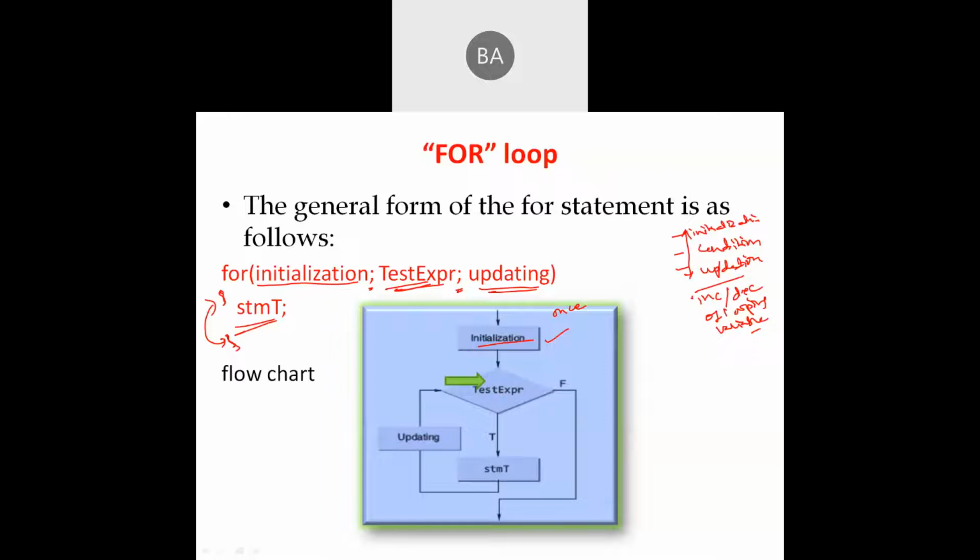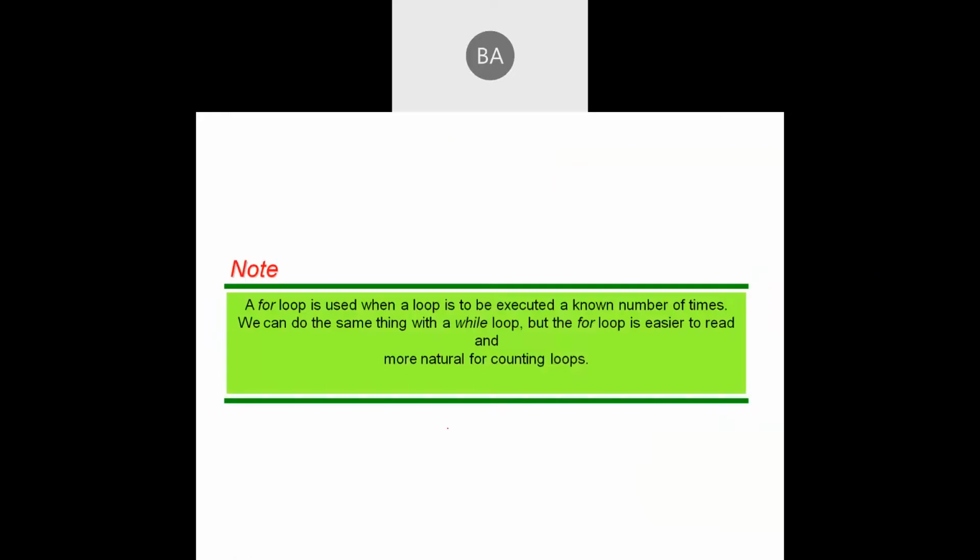So initialization, then test expression. If the test expression is true, then the statements will be executed. Then the looping variable is updated, and then the test expression is checked again. As long as this condition is true, the body of the for loop is going to be executed. When the condition is false, we exit from the loop body. Similar to the while loop, the same syntax applies for the for loop also.